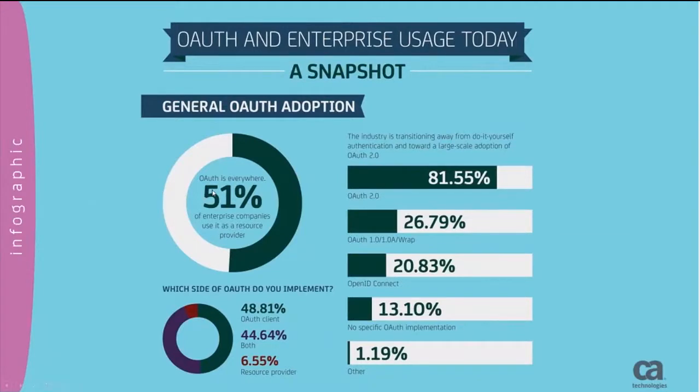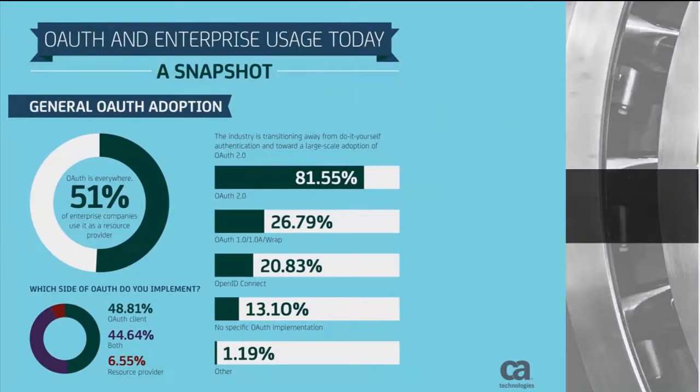So that's fine. Thank you very much for your responses. Here is an infographic on OAuth adoption. 51% of enterprises, in a poll we conducted in combination with OAuth.io, already use it as a resource provider. Which side do they implement? You see almost 50% the client, the resource provider 6%, and both 44%. Those are the stats, just to give you a little insight. And as for the standard, it should be more or less OAuth 2.0, used by 81% here.